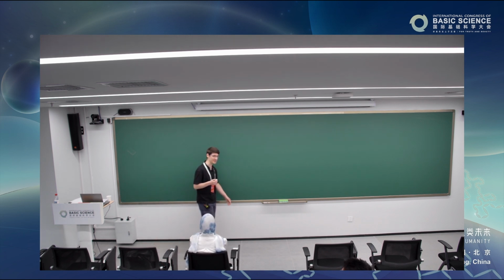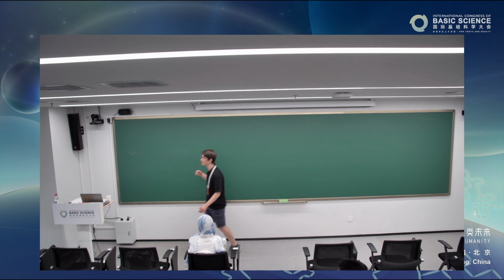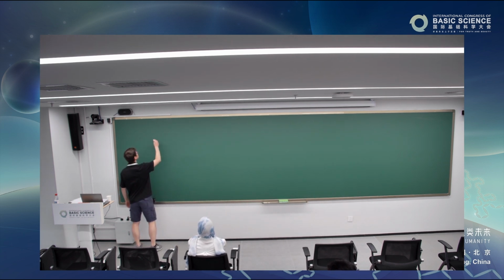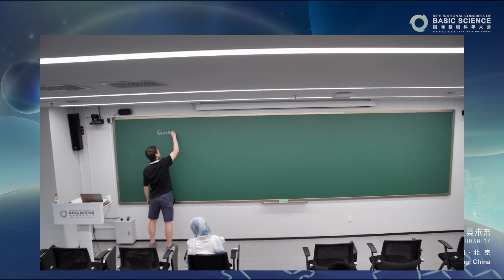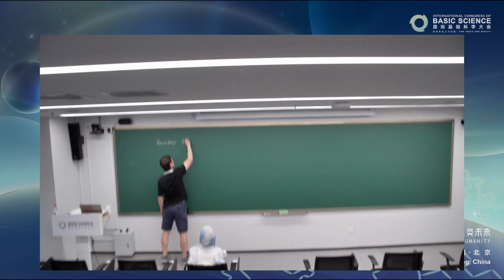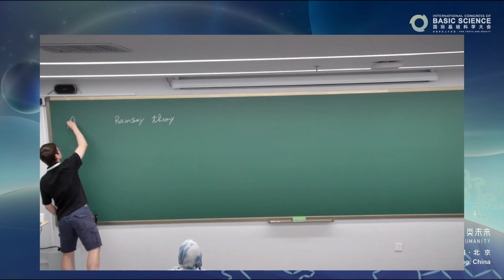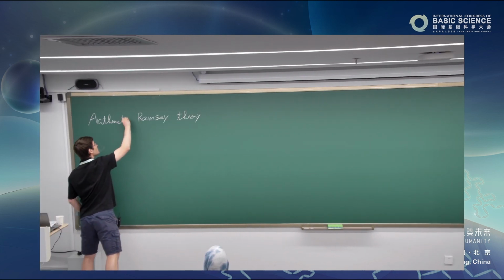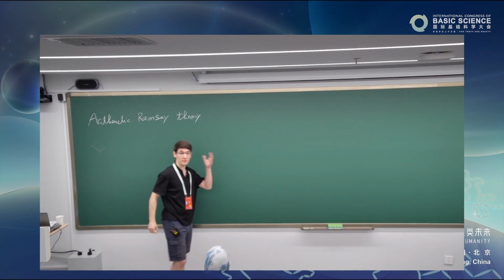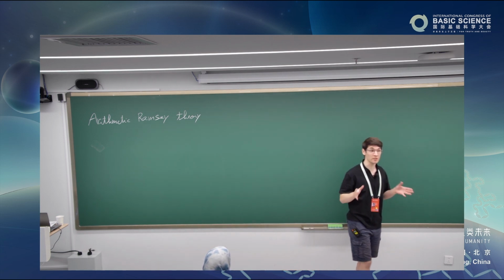I'm enjoying it very much. So I want to talk about a result which is in the area of Ramsey theory, and more specifically, what we now call arithmetic Ramsey theory. In Ramsey theory, the goal is to find patterns in a priori chaotic situations.